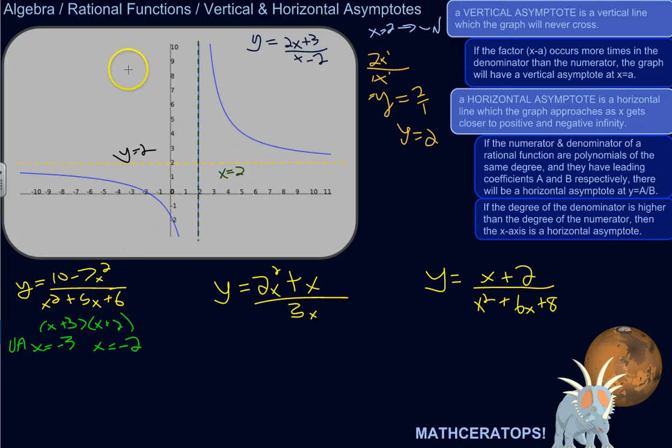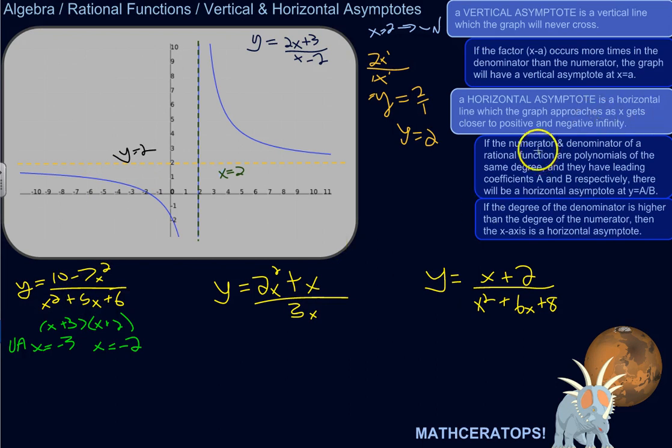But again, the line wouldn't be part of the graph. It'd be kind of an invisible part of the graph, unless the grapher gets confused and does a crazy vertical line, but it's not supposed to. So the vertical asymptotes would be at -3 and -2, so here and here. And let's look at horizontal asymptotes.